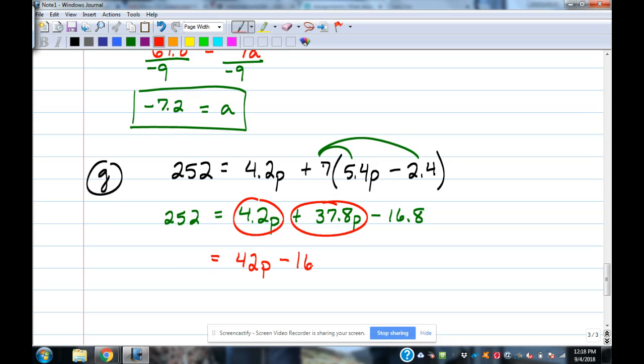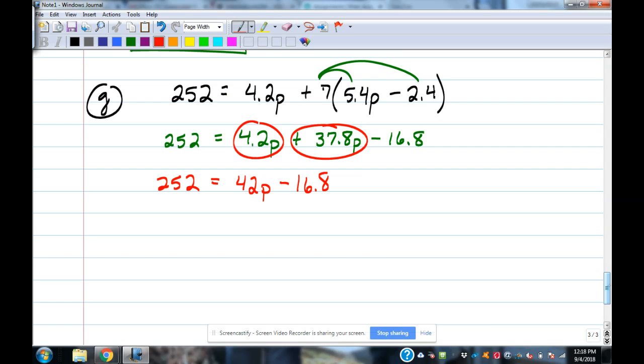42p minus 16.8. Well, that shortened up quite a bit. Good job. So that's 42p, and then this is going to be 0.8. 6 and 2 is 8. 5 is 6. All right. 268.8.